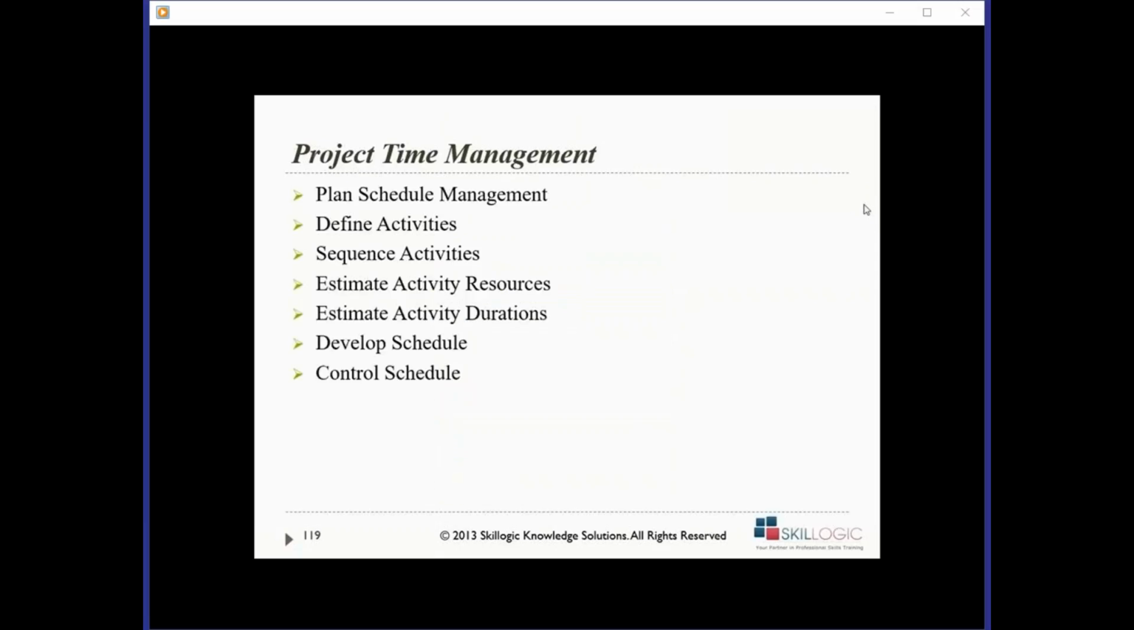First, we will plan for the schedule management or the time management. What is plan? Plan is what are the tools and techniques which I will use? What will I do? How will I do it? What are the tools and techniques which I will use?